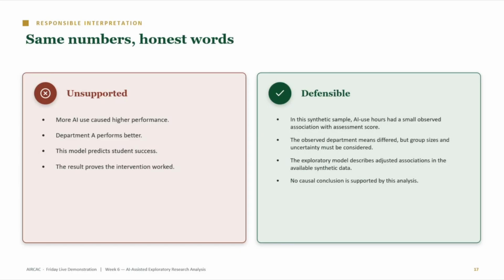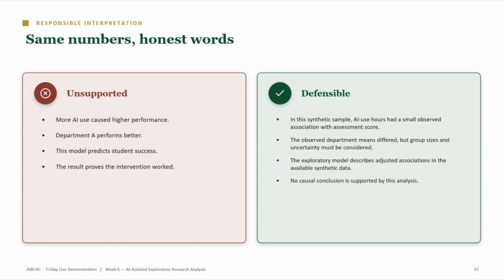The department A performs better. This model predicts student success. The results prove an intervention. But what we can say using our dataset is not that. The inverse. We need to say these synthetic samples.